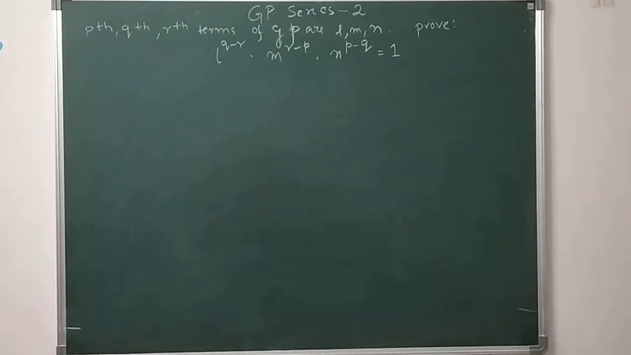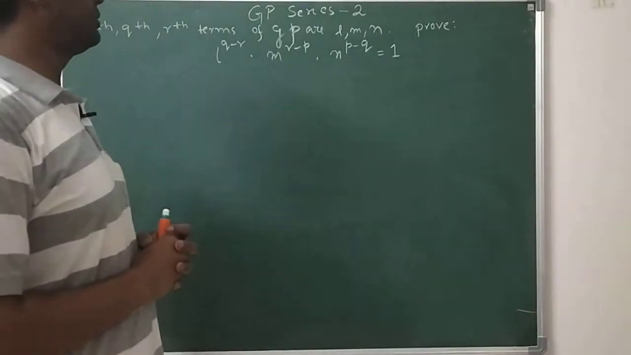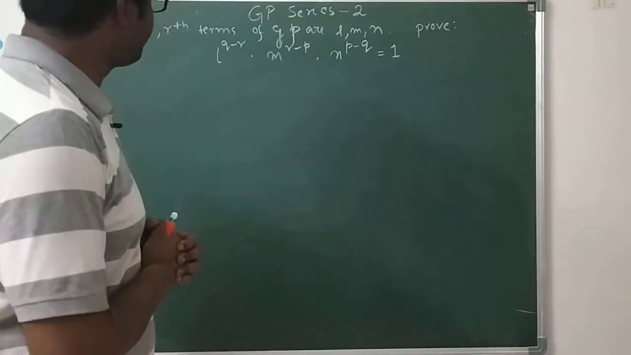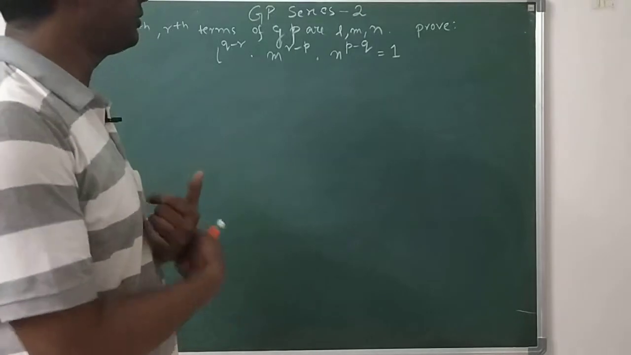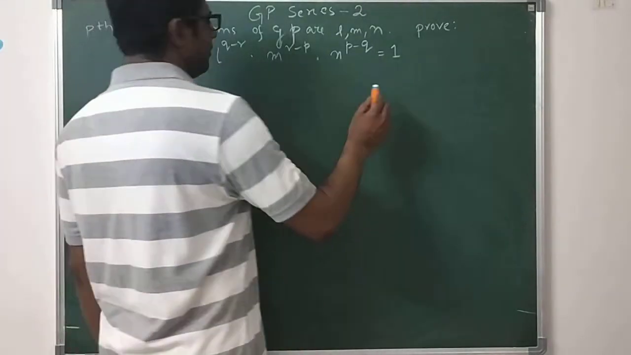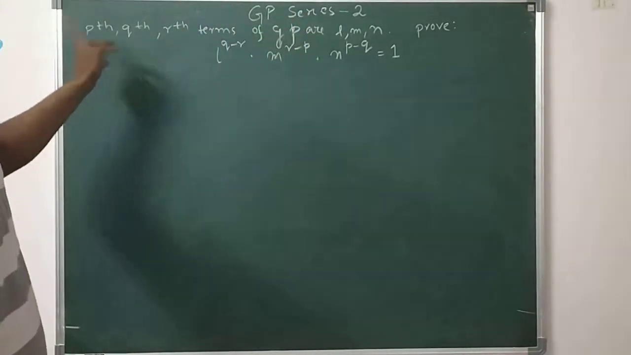This is our next problem. It has been given that the Pth, Qth and Rth terms of a GP are L, M and N. Prove this part. Again, it looks cumbersome, looks like a monster, but won't be that, right? So, what is given to me? Pth term is L, right? Pth term is L.